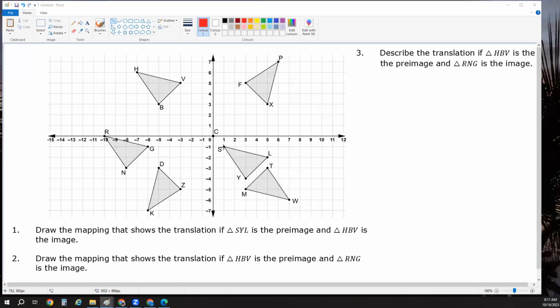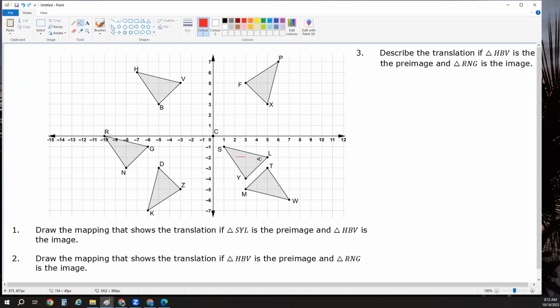This is triangle S, Y, L, SYL, onto triangle HBV. Okay, so this is saying that this is the pre-image, and then this one is the image.